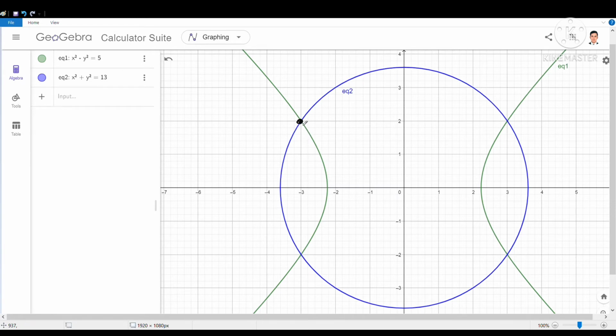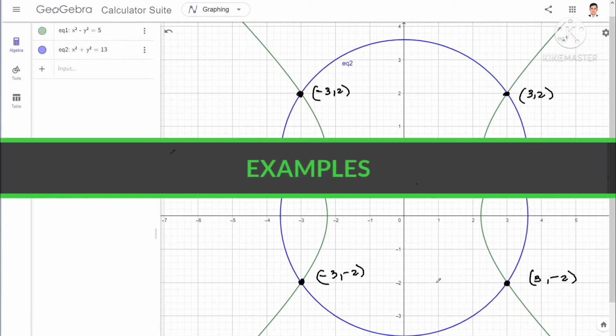This is the first point, which is negative 3 and 2. The second intersection is 3 and 2. And the third intersection here is 3 and negative 2. And the fourth intersection is negative 3 and negative 2. All these points are considered to be the solution of the systems of nonlinear equations. Why? Because all these points are common to both equations, or common to both nonlinear equations.